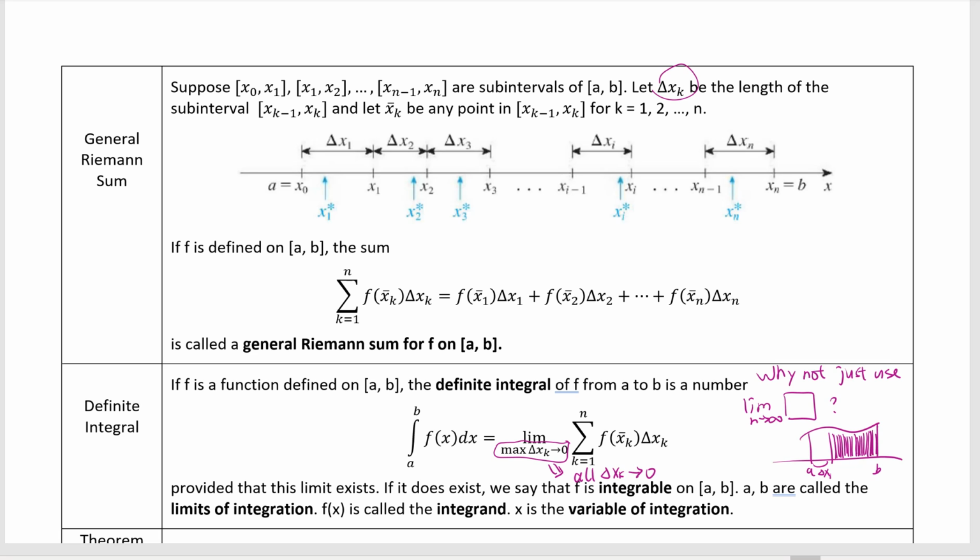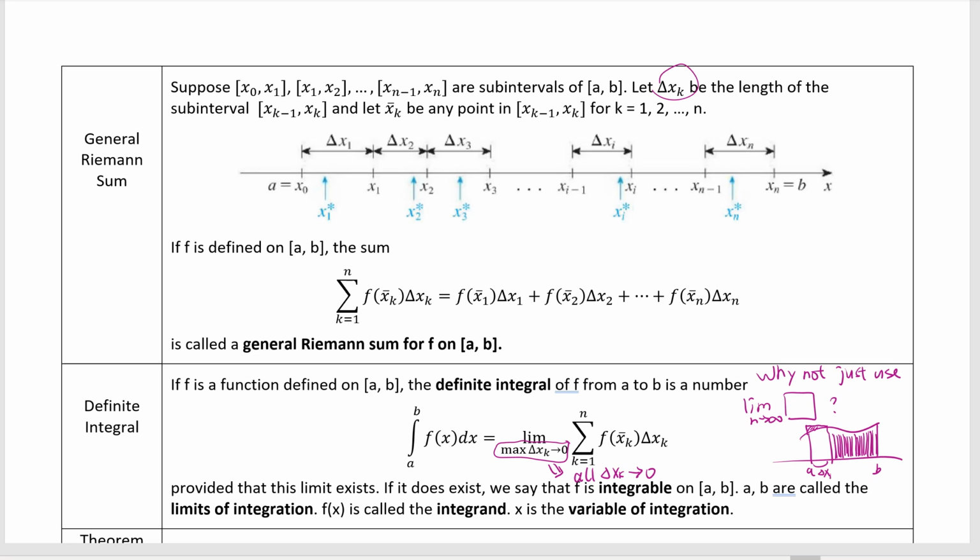Then n still goes to infinity, but you can see now my area will never be equal. So that's why you not only let n go to infinity, you also need to require all the widths of the subintervals go to 0. That's why we say the biggest one goes to 0, which means all of them go to 0. So this is a definite integral, provided this limit exists.